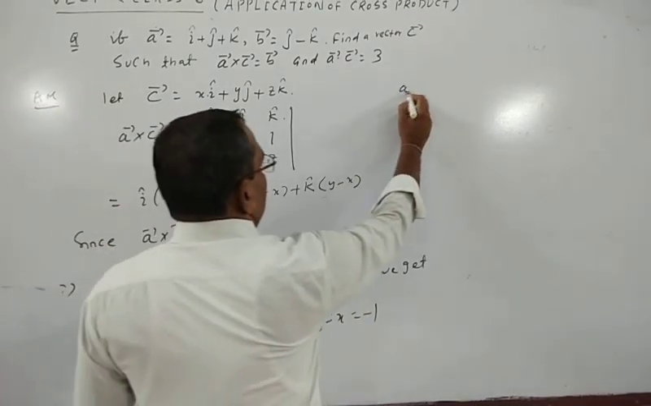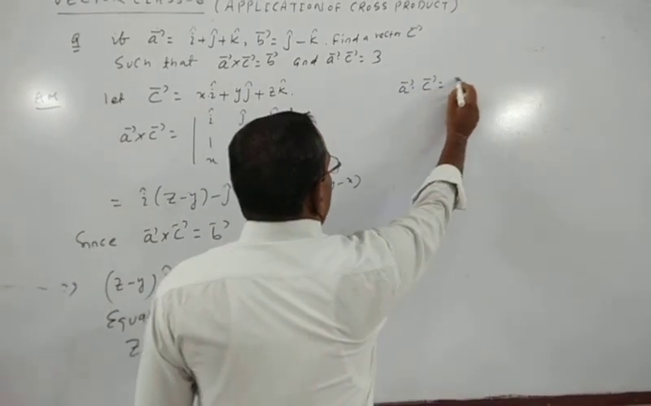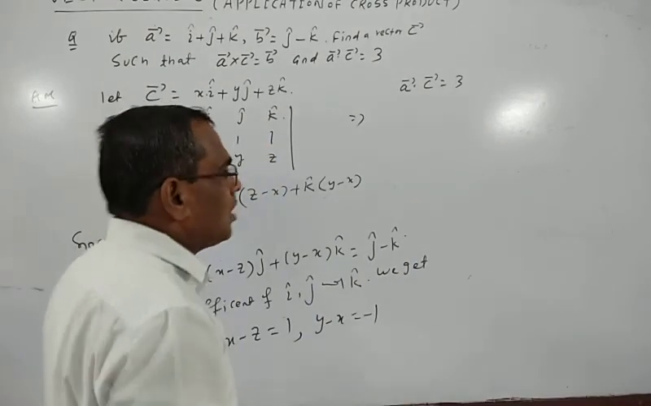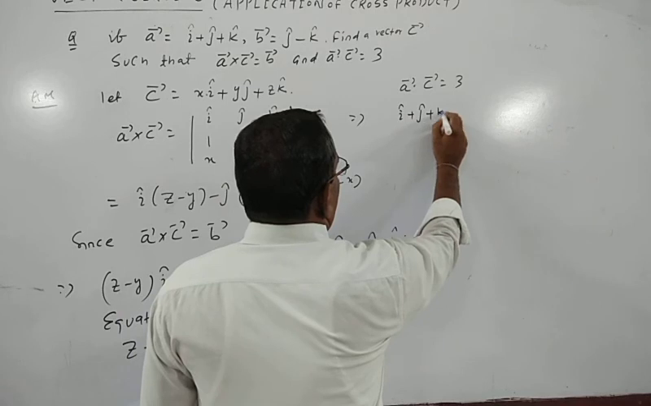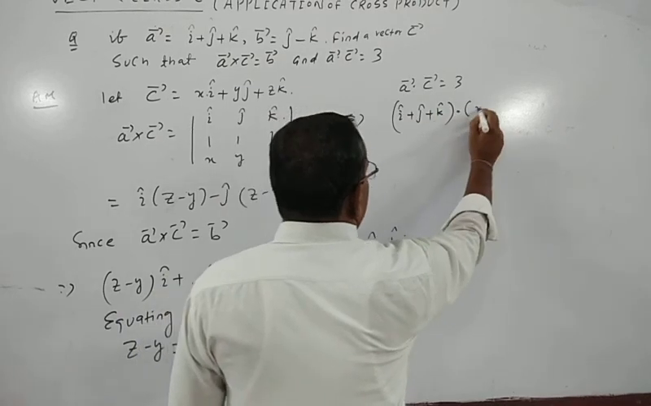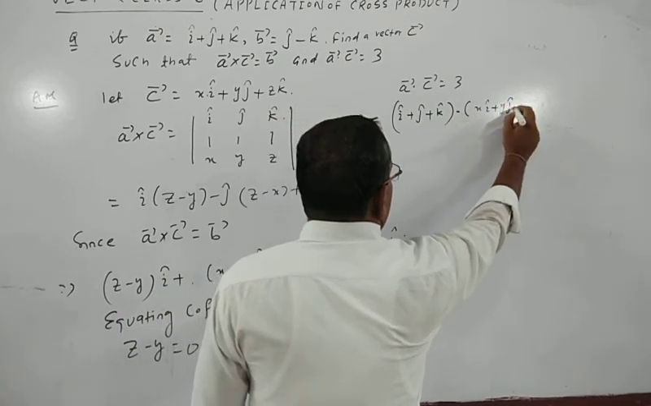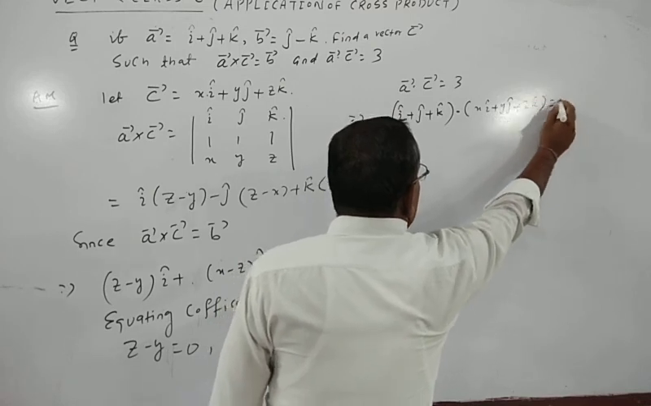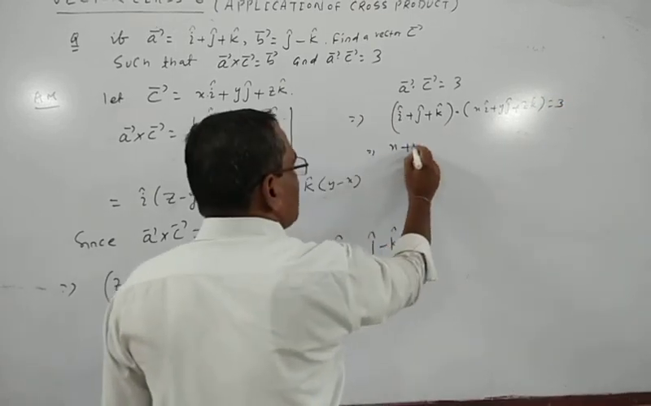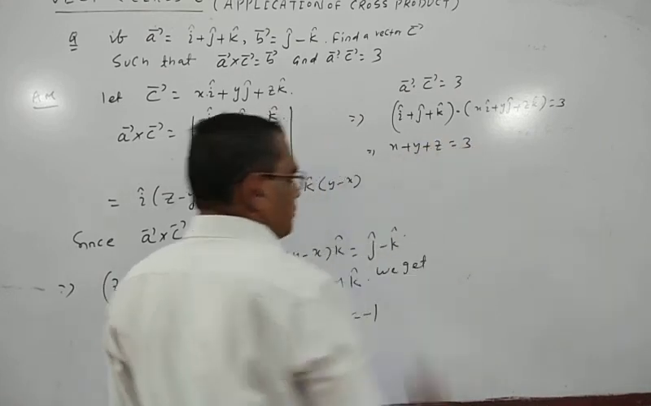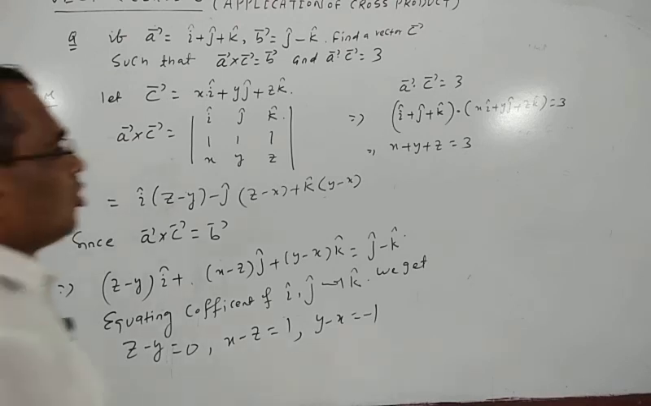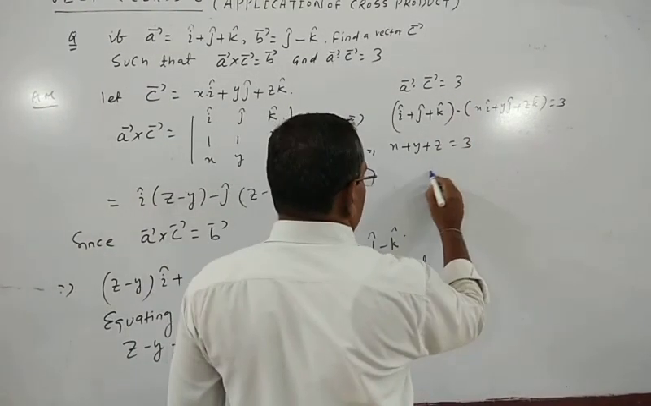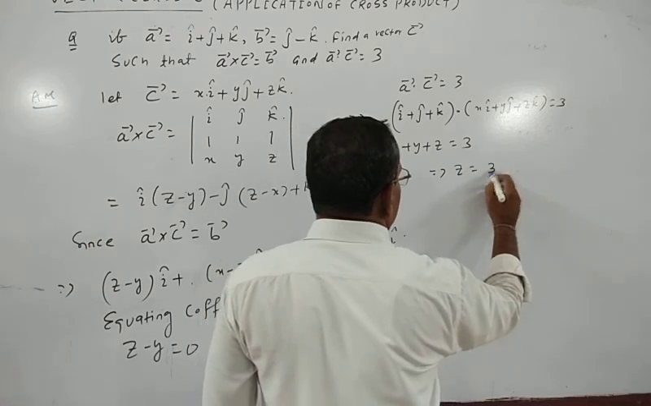Next, what is given? a vector dot c vector is equal to 3. So a vector means i cap plus j cap plus k cap, dot c vector, which is x i cap plus y j cap plus z k cap, is equal to 3. That implies x plus y plus z is equal to 3. So by solving these equations, you have to calculate the values of x, y, z. So z is equal to 3 minus x minus y.